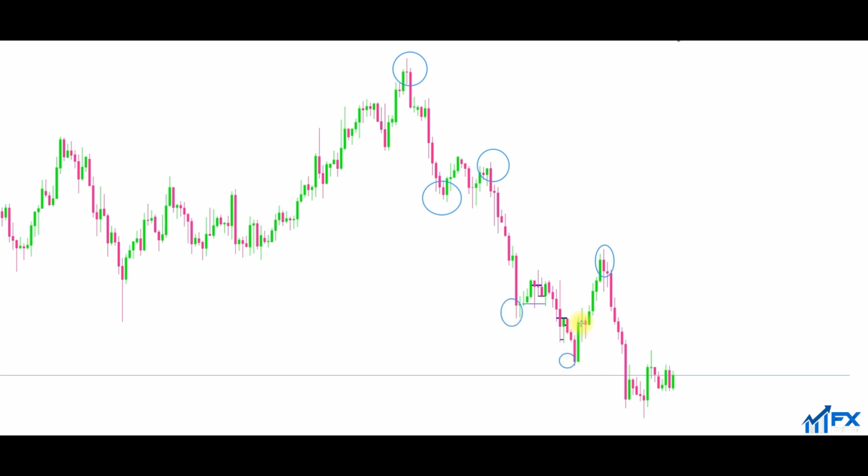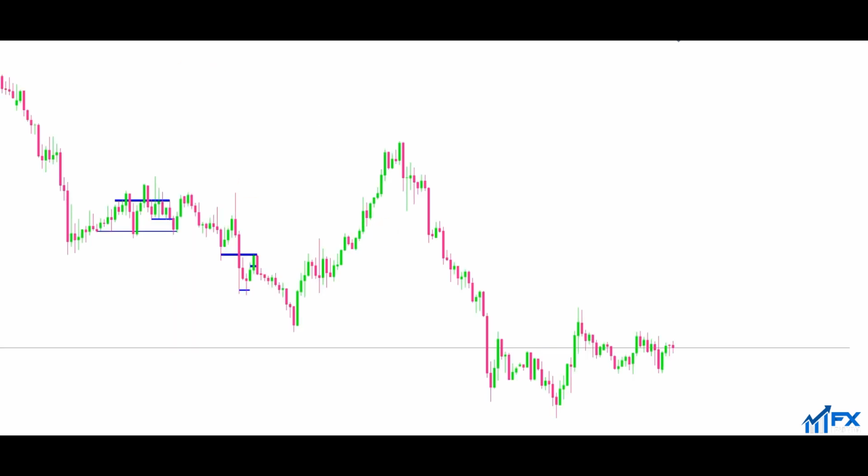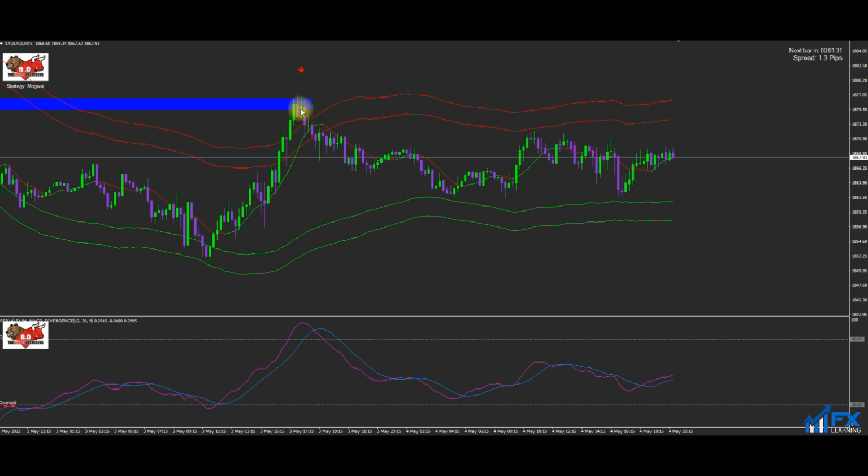So I had that setup on the 15 minutes. I looked at the 4 hour and I thought, okay, downtrend. I know that setup's with the trend. I just want to see what's happening on the 1 hour. When we go down to the 1 hour now, you can see that nice area of resistance. That there is exactly where that Mogwai signal appeared on the 15 minutes, just there.